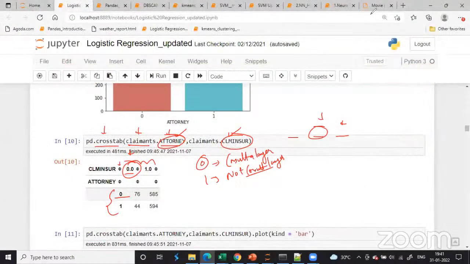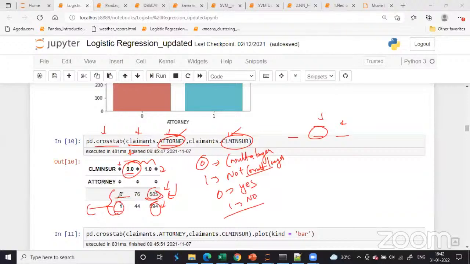Now what can we understand here? We can understand that 585 observations in my data set do not have any insurance, but they are consulting a lawyer. That is what you can understand from here. 594 observations are there in your data set who are not having any insurance, and they are also not going to consult a lawyer. That is the information you can get.